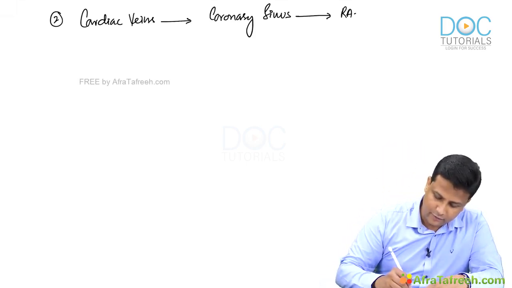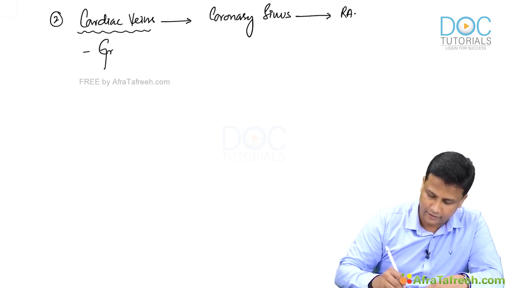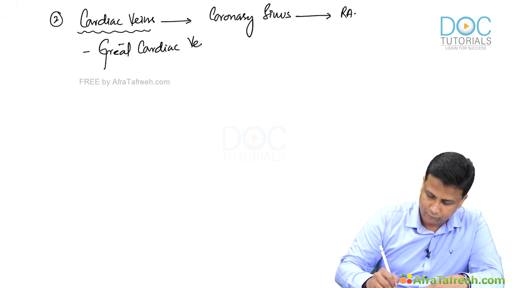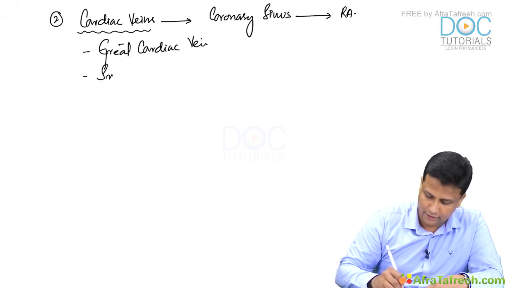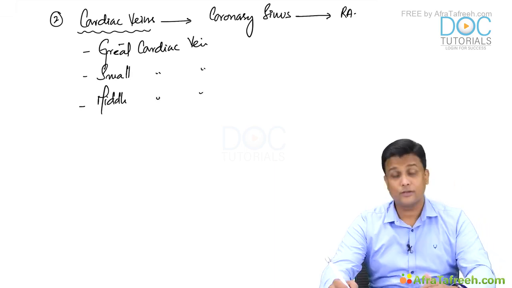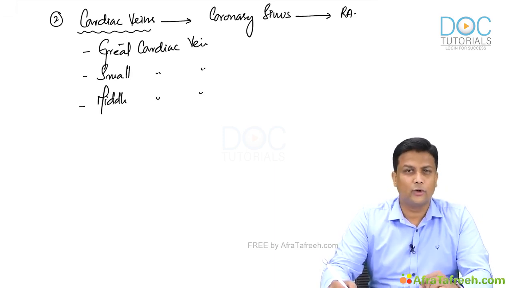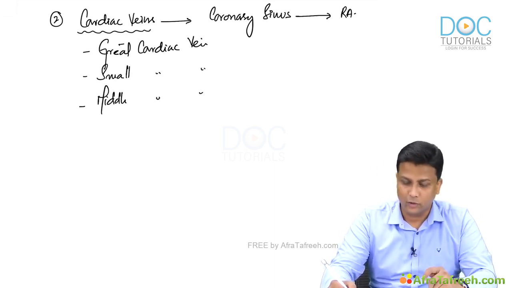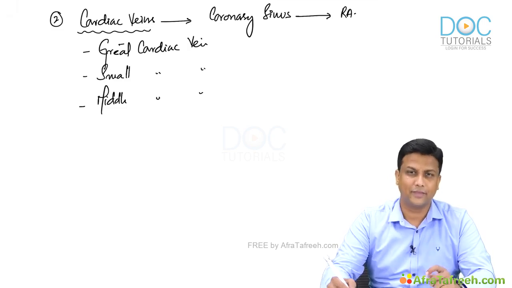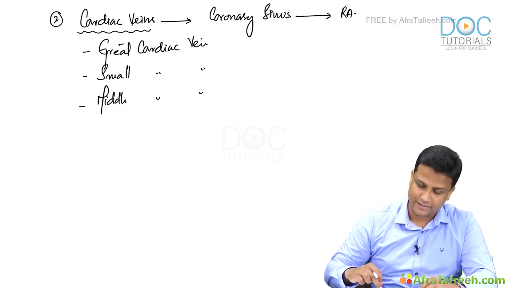Now, which cardiac veins do you have to remember for your exams? Number 1, there will be a great cardiac vein. Number 2, there will be a small cardiac vein. And number 3, there will be a middle cardiac vein. At least these you have to know for your exams, guys. So all your cardiac veins drain into the coronary sinus, and from there the blood will drain into which chamber of the heart? Right atrium.